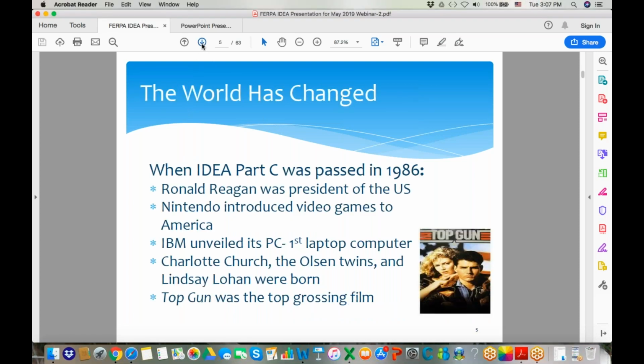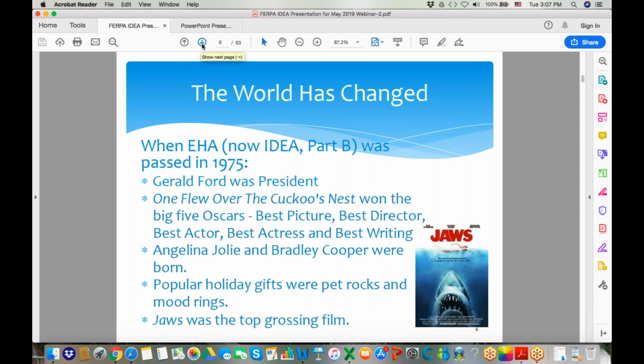Next slide, please. And as you can see, the world has changed a lot since IDEA was initially enacted in 1986. Next slide. In fact, even in 1975, things were quite different. I still remember seeing Jaws as a child, being sort of permanently traumatized. But at the same time, the kinds of issues that schools and teachers and of course the early intervention programs, which weren't even a federal program back then, faced were very different. Next slide, please.